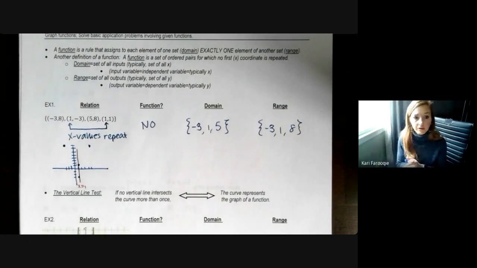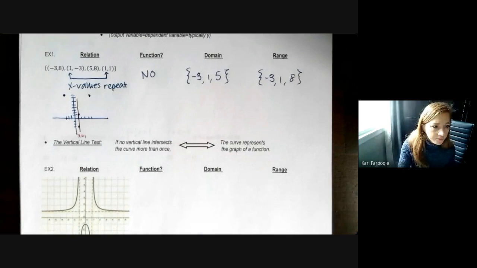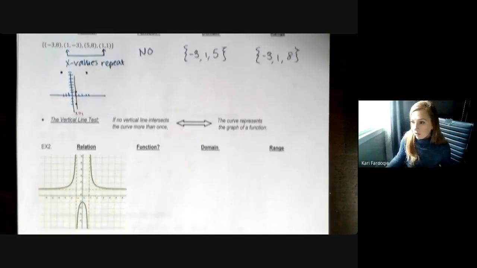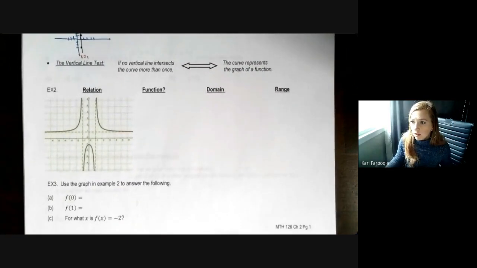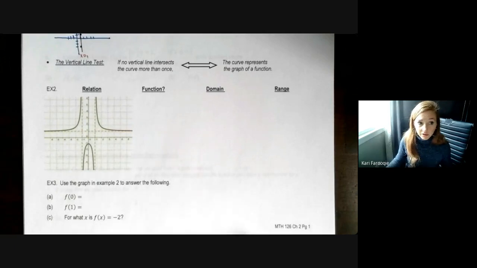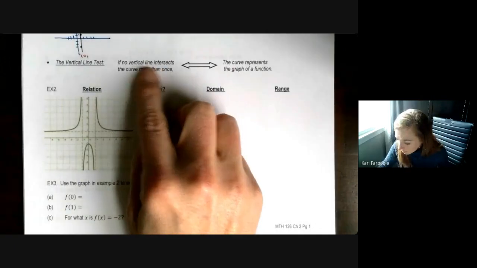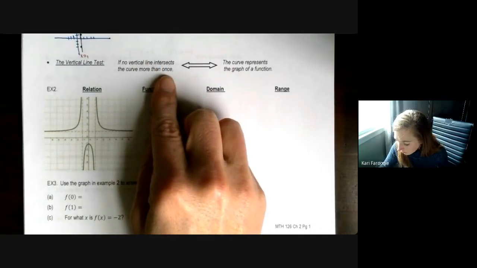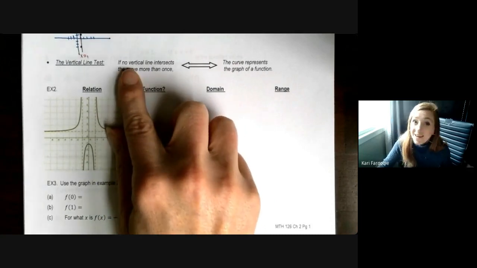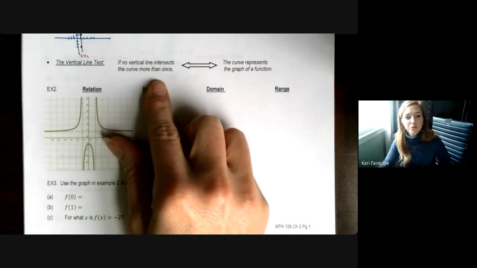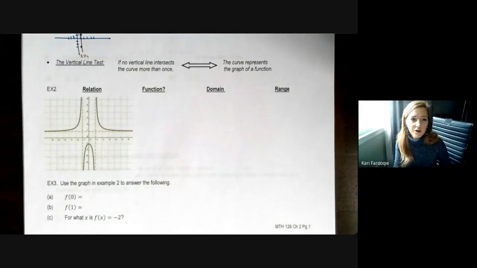So that's how we talk about domain and range, and that's how we determine whether or not we have a function when given a set of ordered pairs. The next thing we're going to do is talk about that vertical line test one more time. The way the vertical line test works is if no vertical line intersects the curve more than once, then the curve represents the graph of a function.